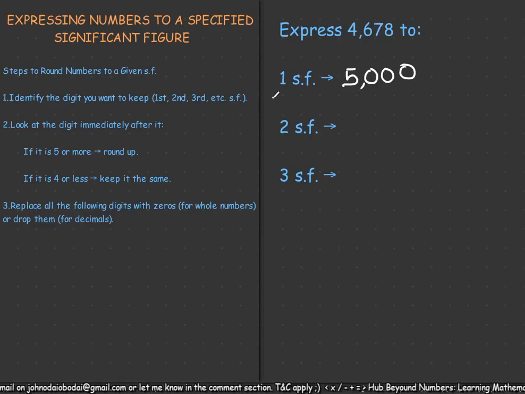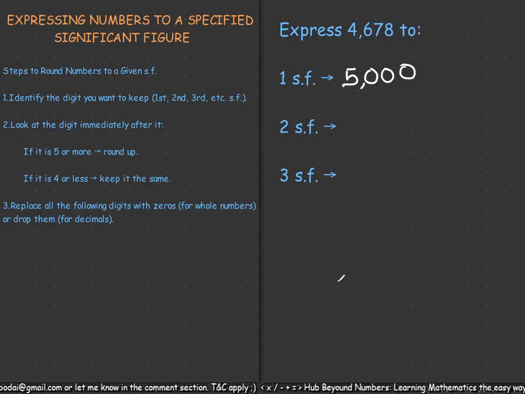So 4,678 to one significant figure is actually 5,000. And you remember we said for trailing zeros of whole numbers, they are not significant. But we don't omit them. That is how come we still want to maintain these, even though they are not significant. Very simple. Let's look at how we can express this also in two significant figures.